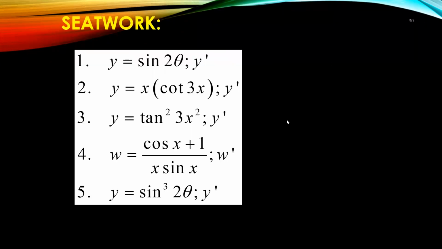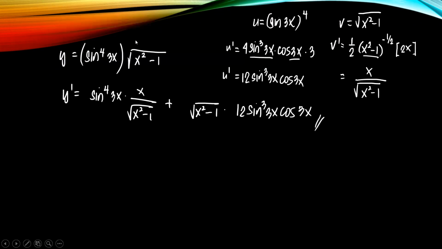So for number 1, guys, may I ask, how do you answer number 1? What's the problem, Len? Ulit. Y is sine 2 theta. And what's the answer? This is basically cosine 2 theta times 2, right?